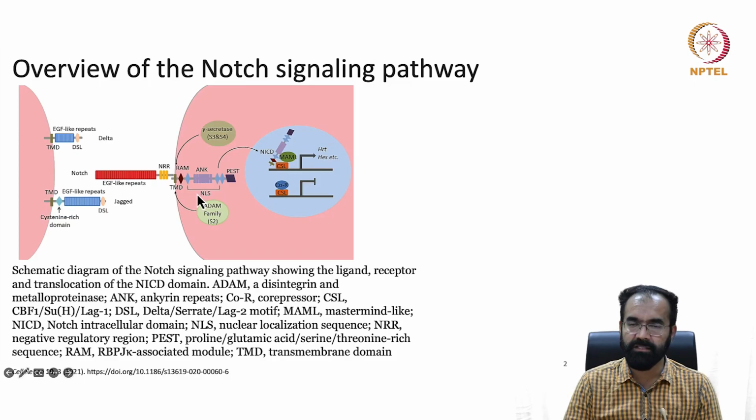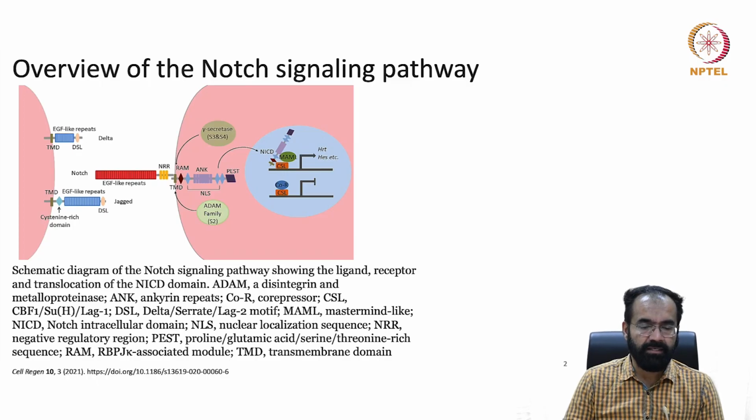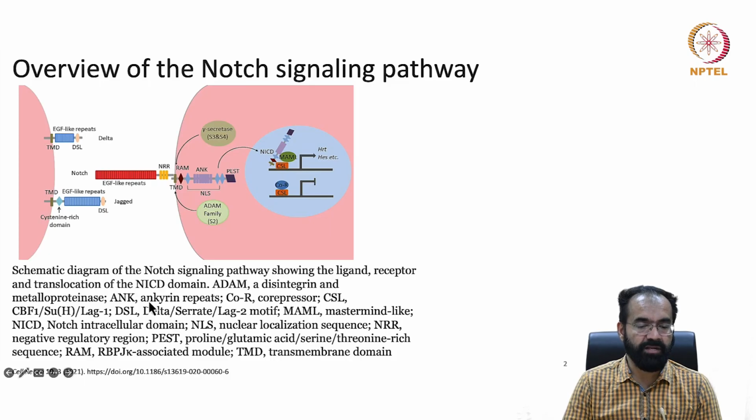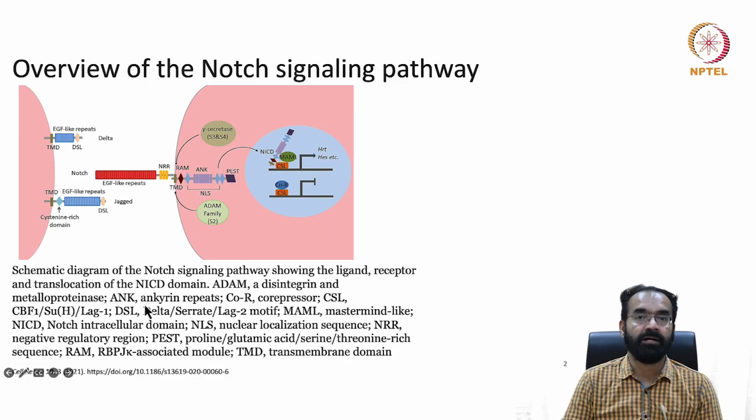The picture seems a little complex, but don't worry, we can lighten it out. It's a schematic diagram of the notch signaling pathway following the ligand receptor translocation, that is, of the NICD domain. And there are different proteins that come into the picture. ADAM stands for a disintegrin and metalloproteases. ANK stands for ankyrin repeats.